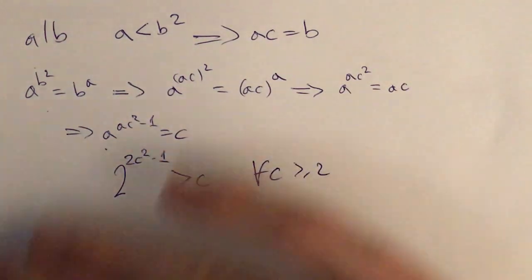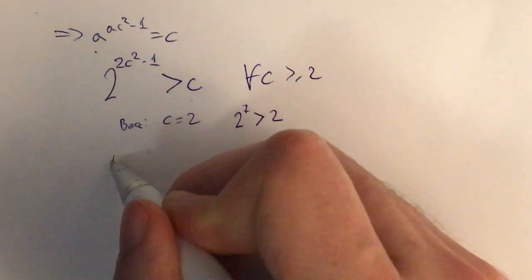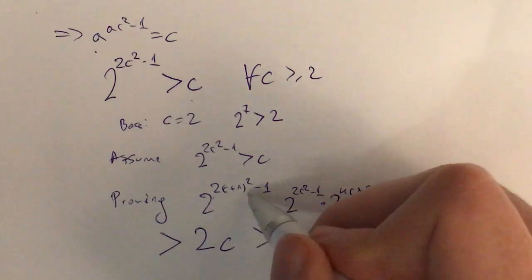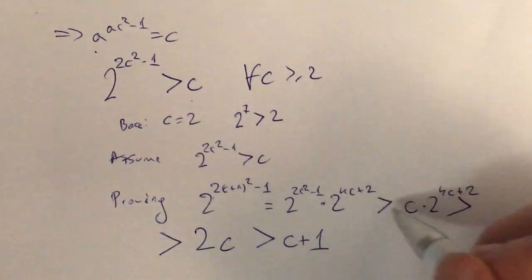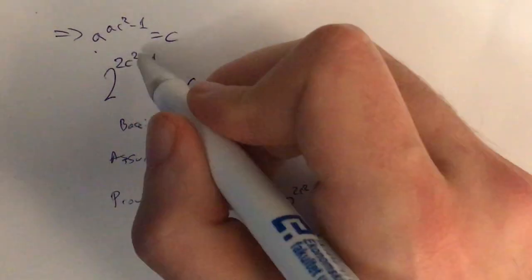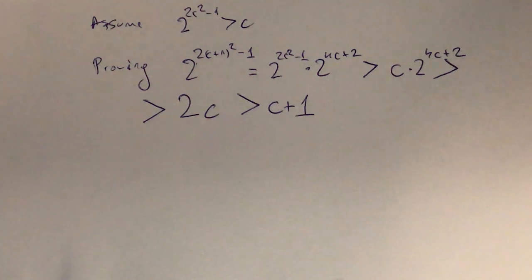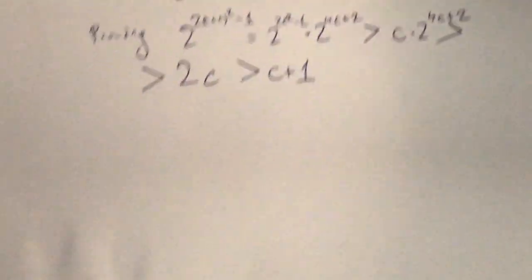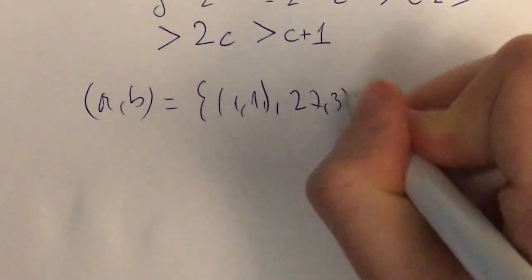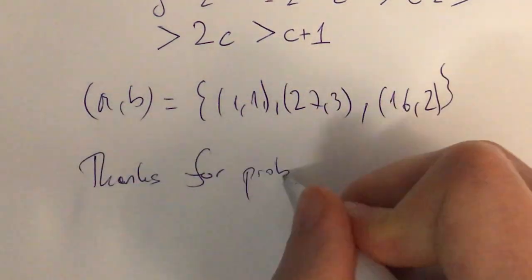Our base case is 2 to the 7th is greater than 2, which is very true. And then assume, and what we have to prove is 2 to the power of 2 times (c plus 1) squared minus 1 is greater than c plus 1, which we just did. Now this shows that this case has no solutions, and that the only solutions are the ones that we've found thus far, which are (a,b) being (1,1), (27,3), and (16,2). And as always, thanks for problem solving.